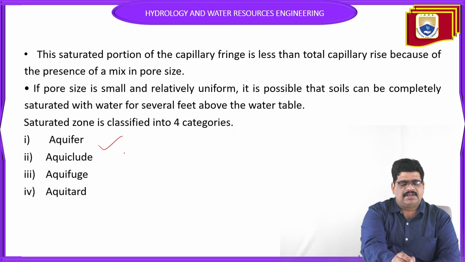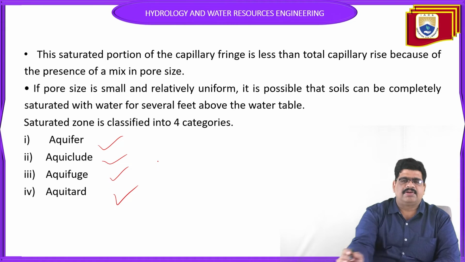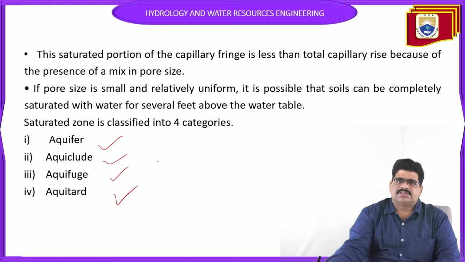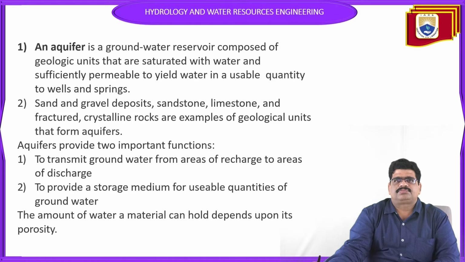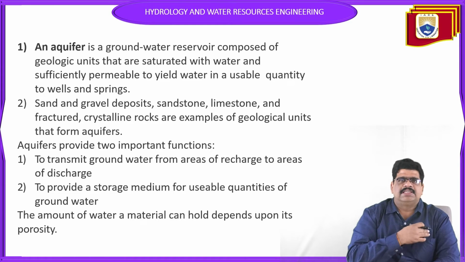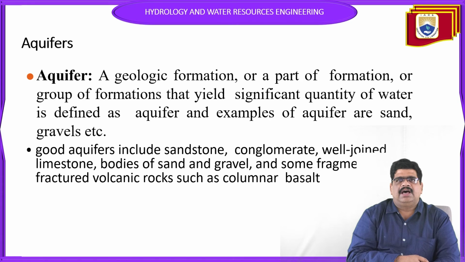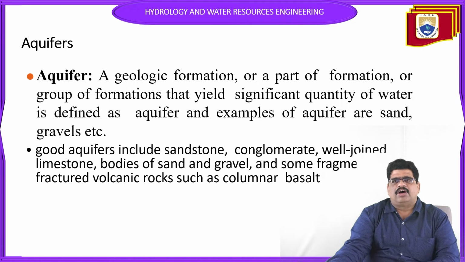The first one is aquifer, then aquaclude, aquifuge and aquitard. Aquifer we know very well already. An aquifer is a groundwater reservoir, a geological formation sufficiently permeable to yield water and supply wells and springs, as we discussed.